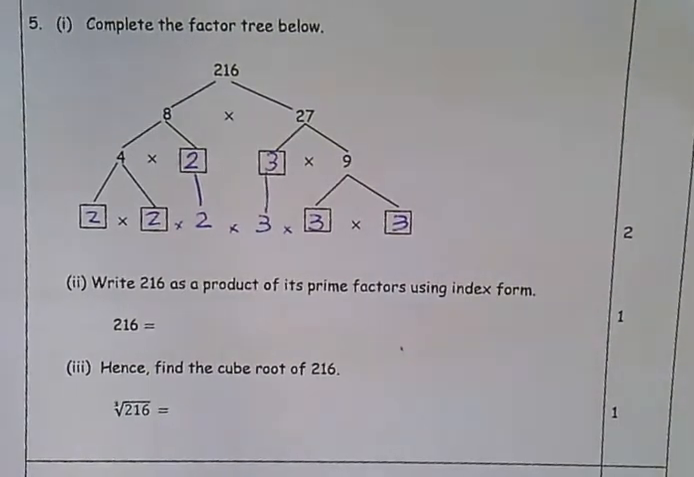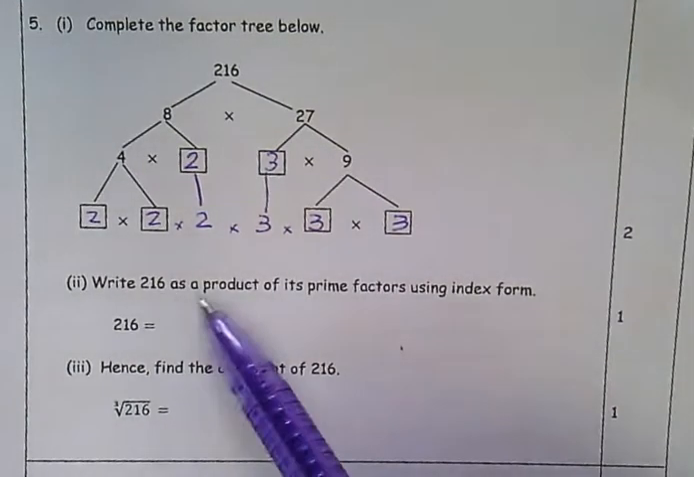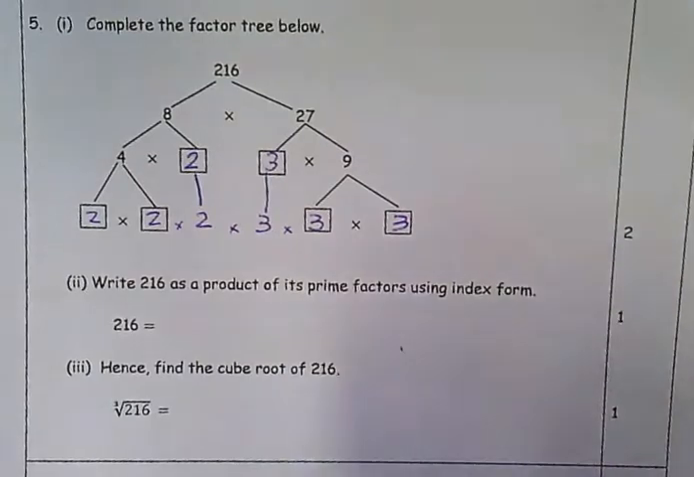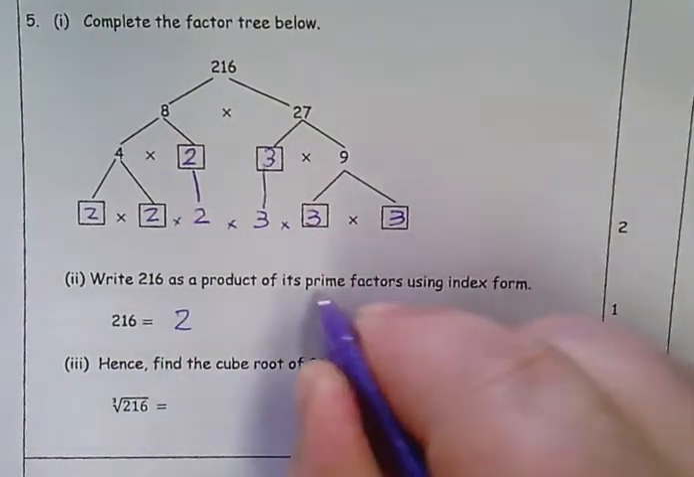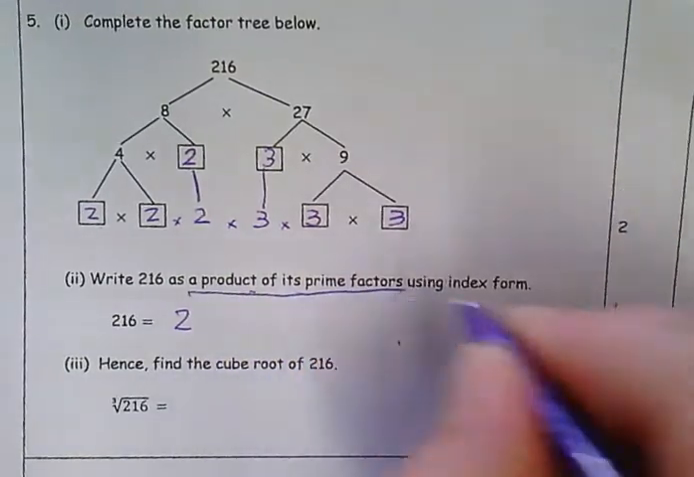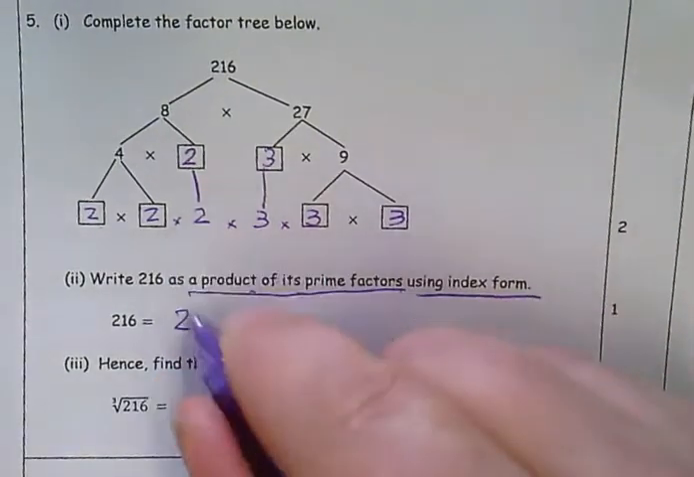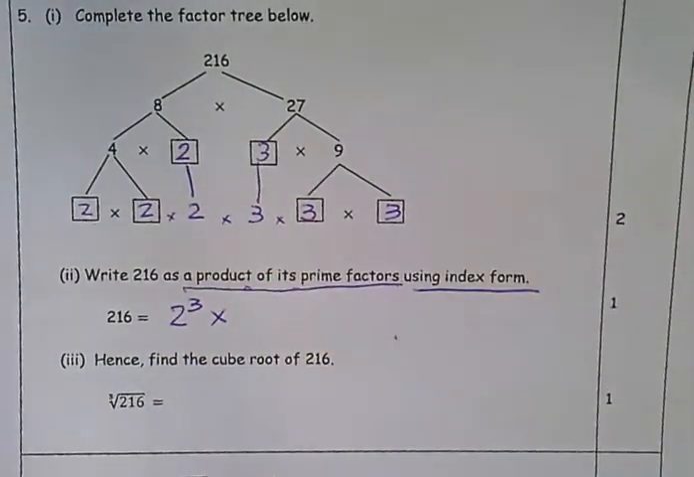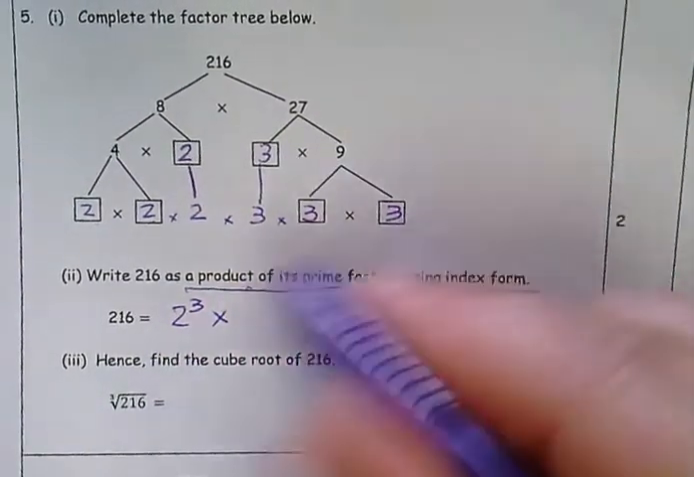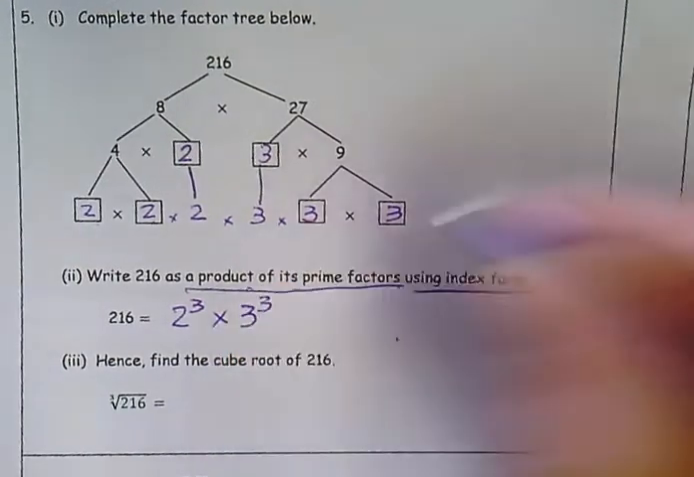So therefore, to write 216 as a product of its prime factors, I've got 2 times 2 times 2 as a product of its prime factors in index form. Instead of writing 2 times 2 times 2, I will write 2 cubed because that's index form, times 3 times 3 times 3 is 3 cubed.